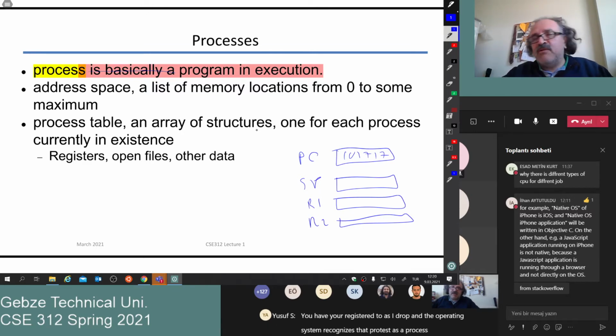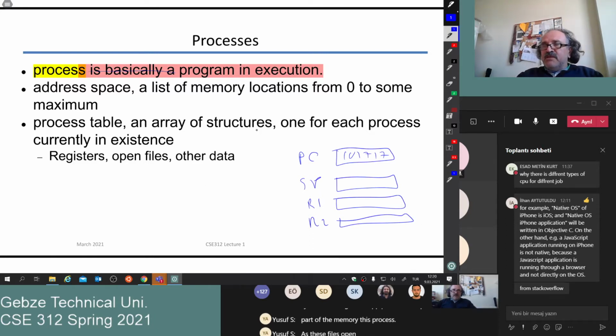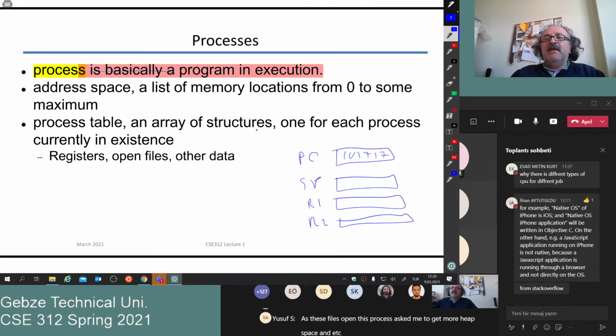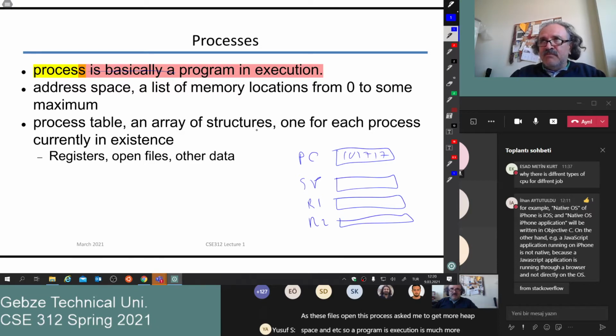The operating system says, okay, this is a process. This process has this part of the memory. This process has these files open. This process asks me to get more heap space, etc. So a program's execution is much more complicated than a simple compiled program sitting on a desk.